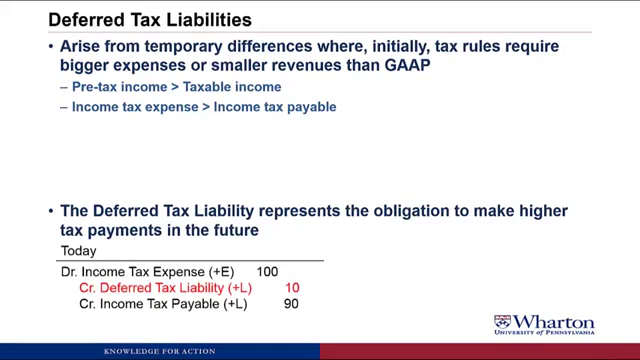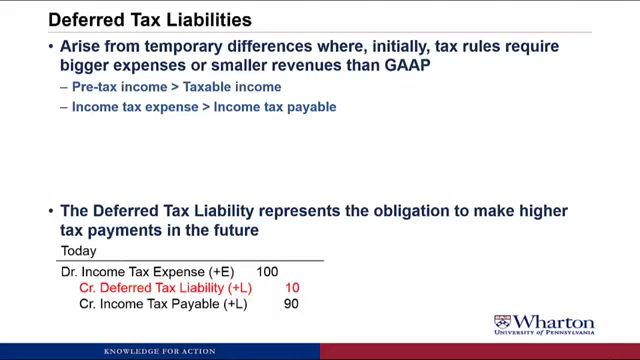So let me show you how this works. We're going to have income tax expense, and let's just say it's 100. I'm making these numbers up. So we debit income tax expense for 100. Income tax expense is greater than income taxes payable, so we credit income taxes payable, the liability which shows what we owe the government, for let's say 90.